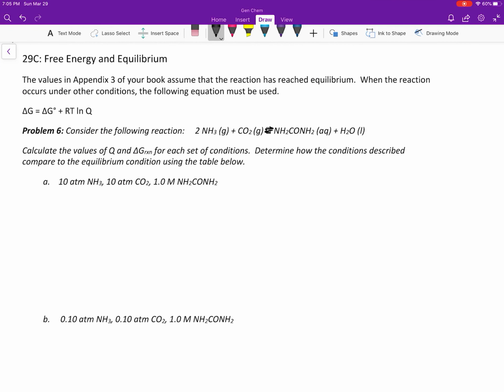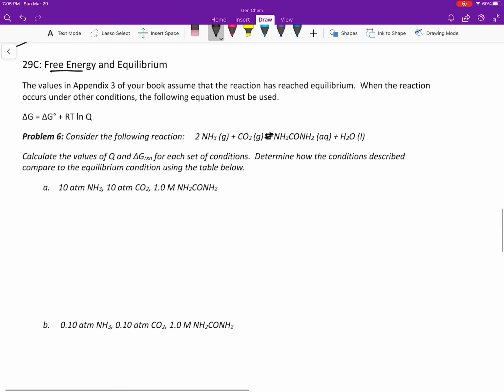Okay, so last part of chapter or lesson 29. So we're going to relate free energy to equilibrium. There is an appendix in the back of the book that's going to have a bunch of values, and these G values assume that the reaction has reached equilibrium, or Q equals K.